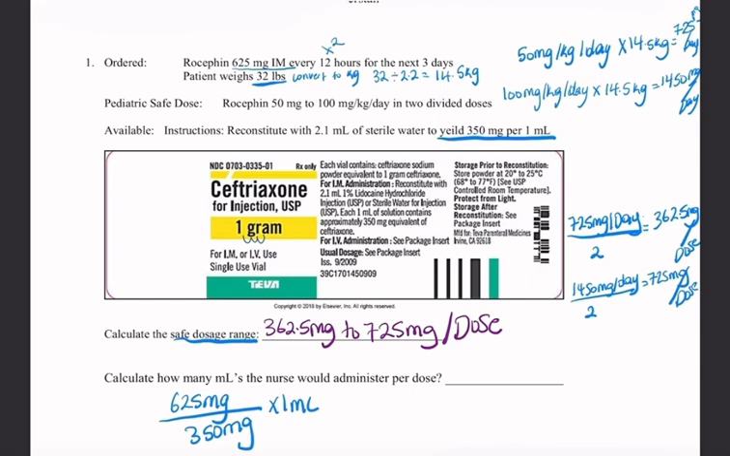Now it says calculate how many milliliters the nurse would administer per dose. So you see where we go back up at the top and we say reconstitute with 2.1 ml of sterile water to yield 350 milligram per 1 milliliter. What the doctor ordered was 625 milligram. What I have at hand is 350 milligram per 1 milliliter, which gives me 1.78 milliliter. Based on my school rounding rule, I rounded and got 1.8 milliliter per dose I would administer to the patient.